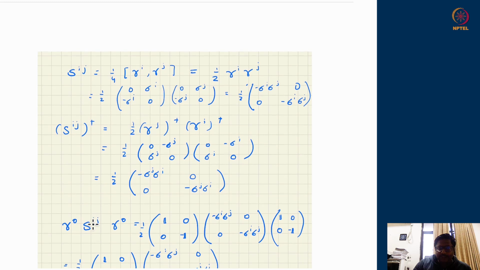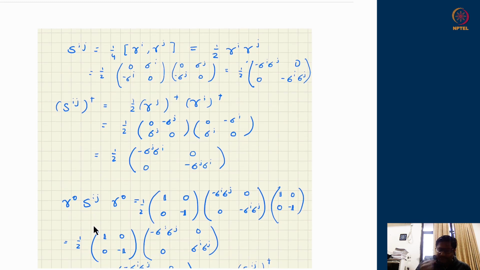What about the remaining three? The remaining three are Sij. Again, by the definition, it is in terms of gamma I and gamma j, and the same Clifford algebra which we had discussed.